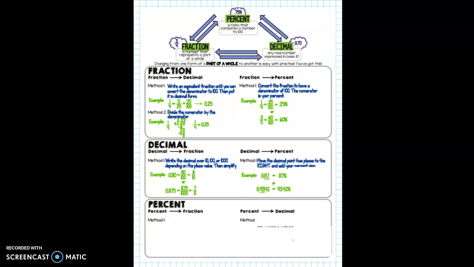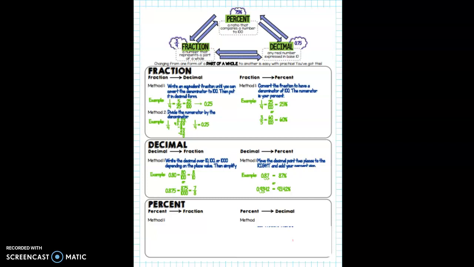9,342 10,000ths. Multiply that number by 100, which is shifting my decimal place 2 places to the right. That gives me 93 and 42 hundredths. So when I'm writing my percent, it's 93.42%.